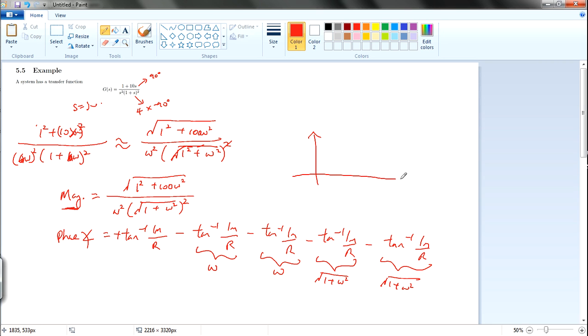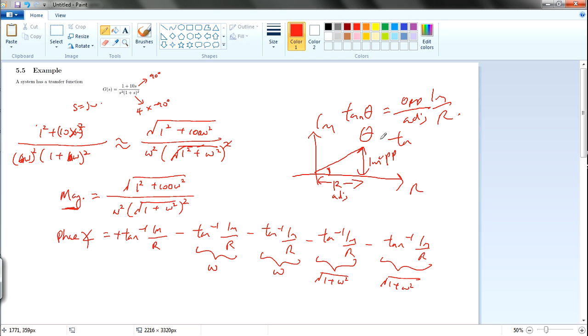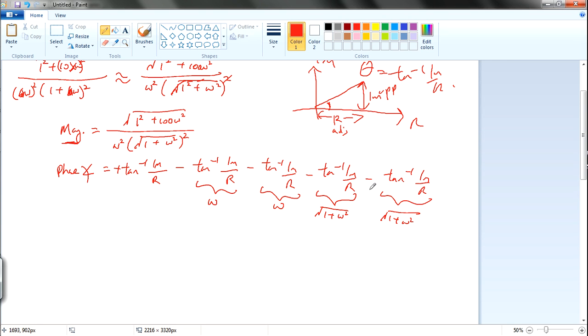If you remember, this is the real, right? And this is the imaginary, right? So any angle is determined by opposite divided by adjacent, right? So tangent theta is equal to opposite divided by adjacent. This is opposite, this is adjacent. So definitely this is imaginary divided by real, and tangent inverse is used to find theta. Okay, so therefore I have all this set.